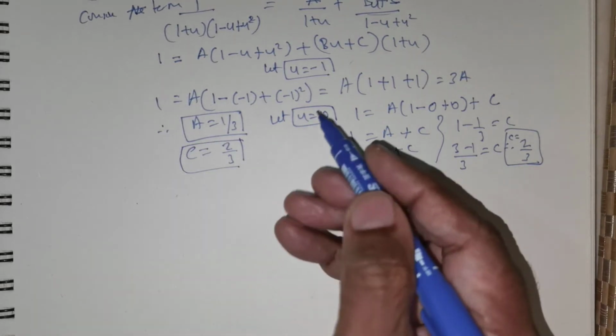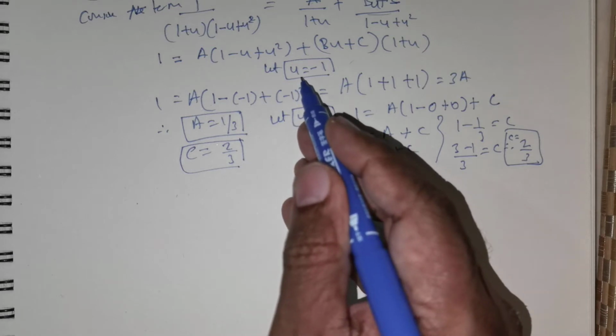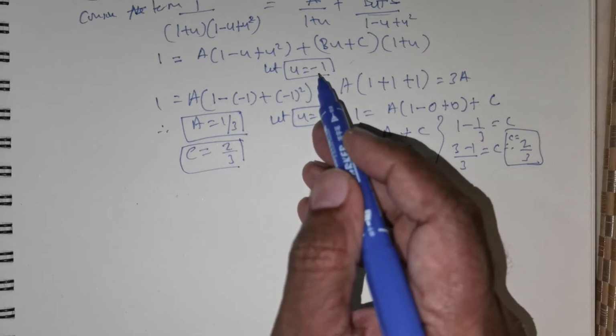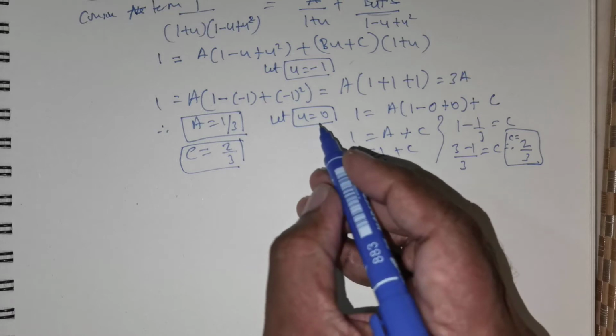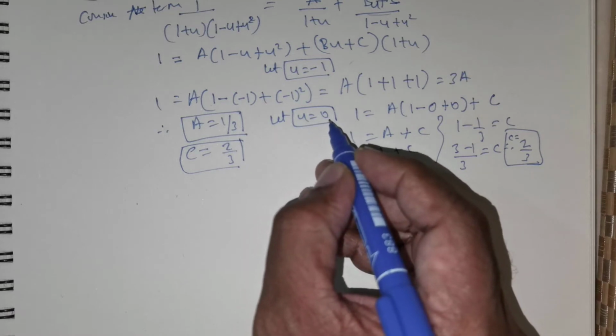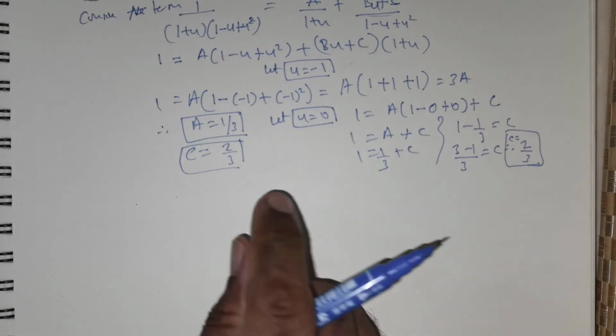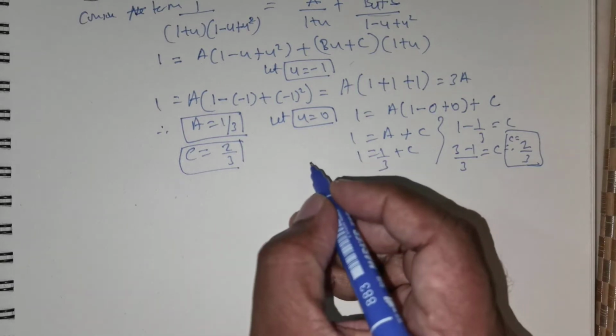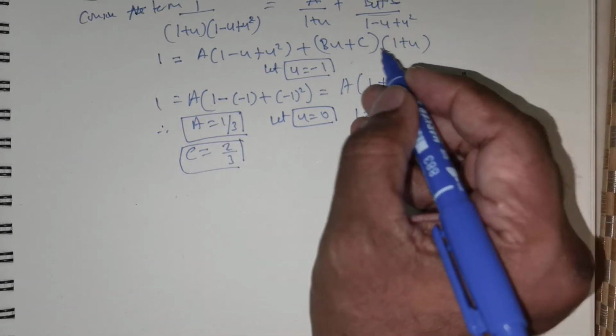So I have taken the value for u. I've taken it as negative 1, and I've taken it as u being equal to 0. So now I need to extract one more value. In other words, I need to take a value for b.